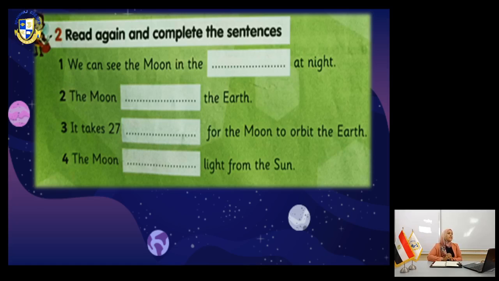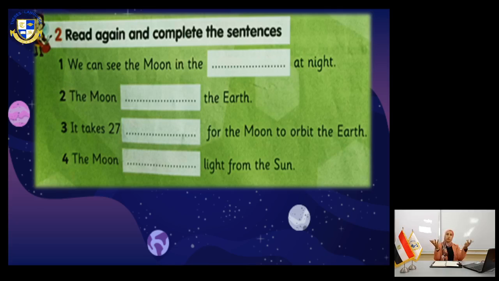Exercise number 2, read again and complete. We can see the moon at night, where? In the sky. Number 1, sky, at night. Number 2, the moon, the earth.